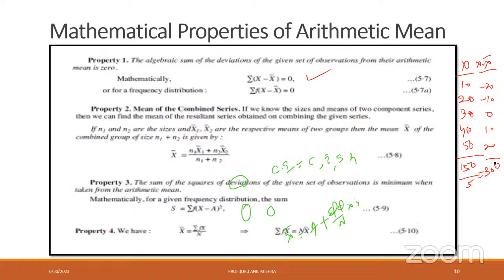Right? Then another property, that is the third property, tells us the sum of the squares of the deviations from the mean must be least.